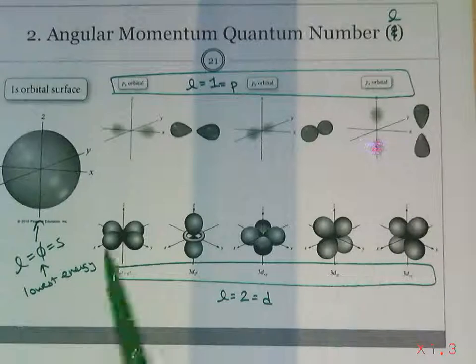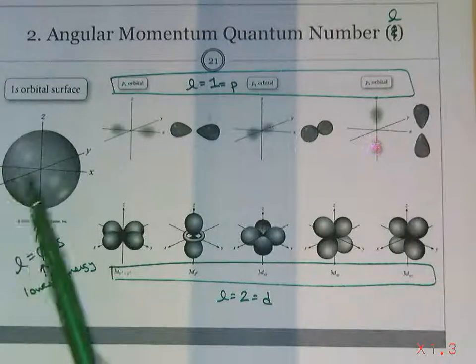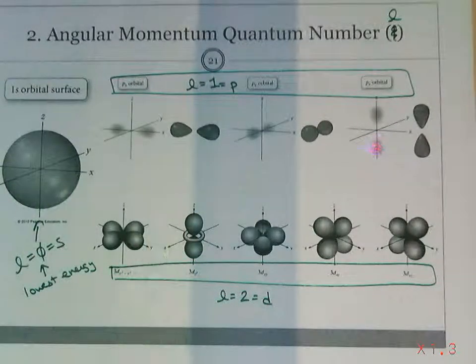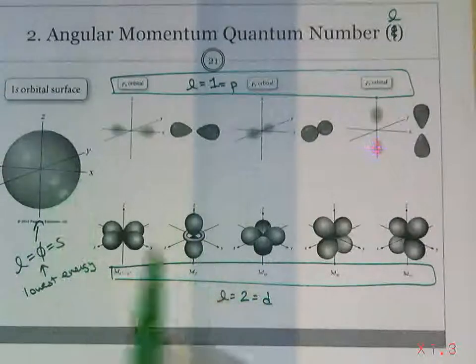How many shapes should L equals 3, F, have? Look at it. L equals 3 should have some number of these shapes. Circle them.